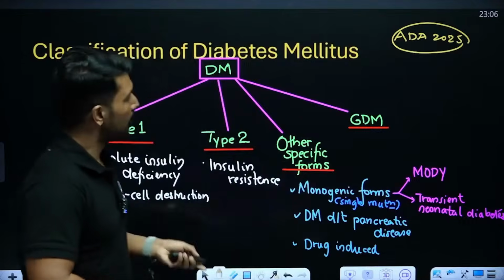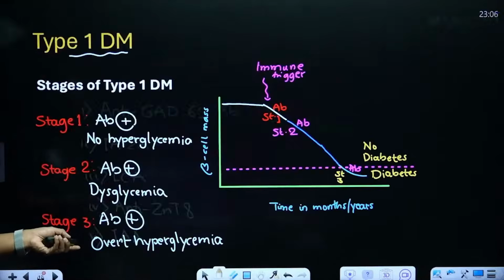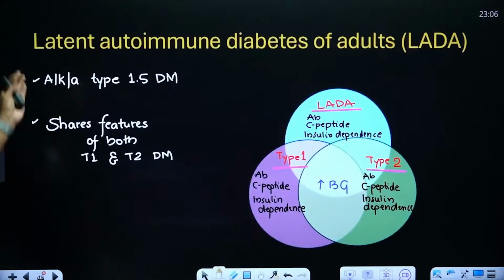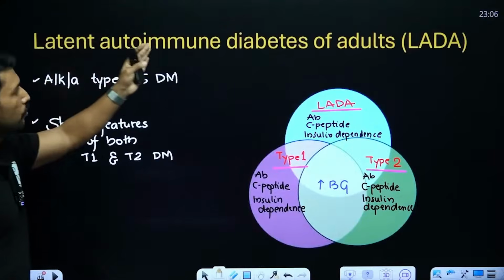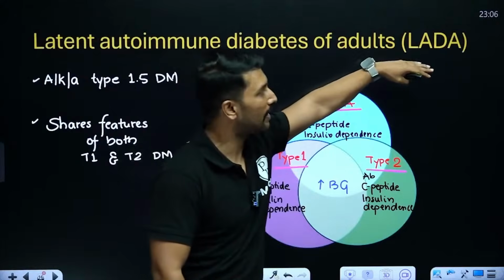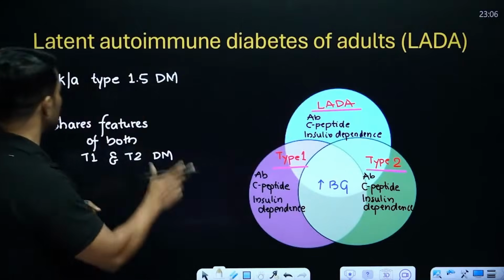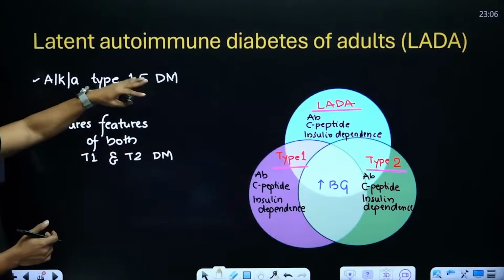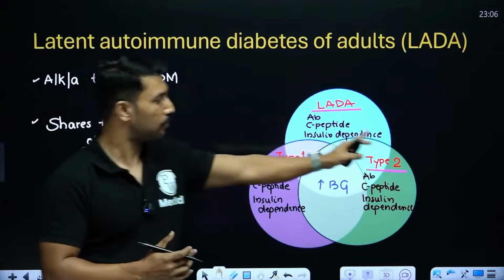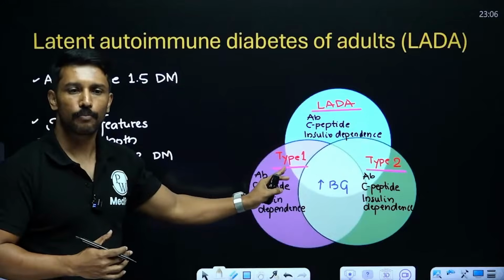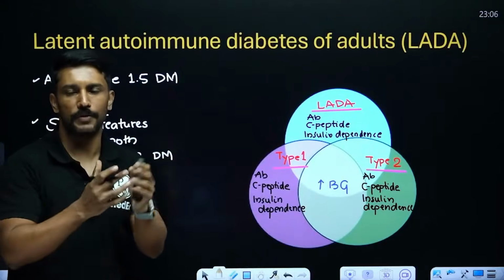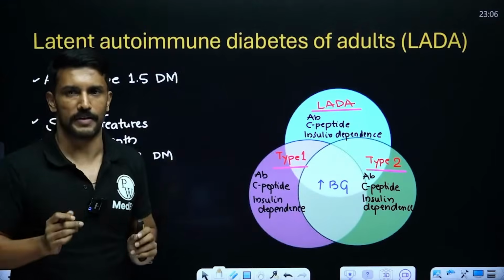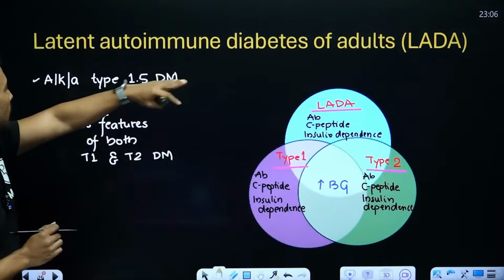But then there's also one more type, which is called type 1.5 or LADA, latent autoimmune diabetes of adults. This is also called type 1.5 diabetes. Why is it called type 1.5? Because it shares the features of type 2 as well as type 1. So there are some common shared features. That's why it is placed between 2 and 1, somewhere in between. That's why it's called 1.5 or LADA.